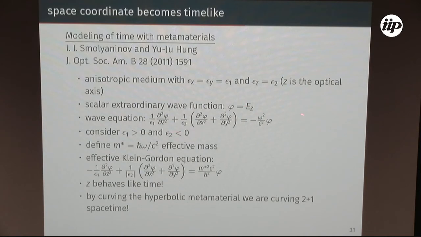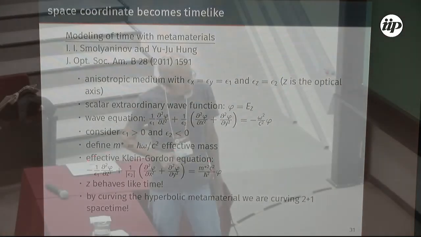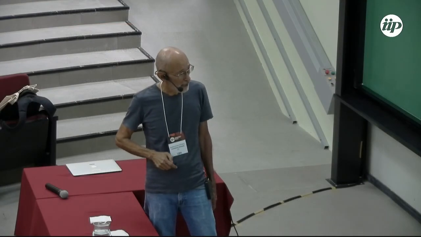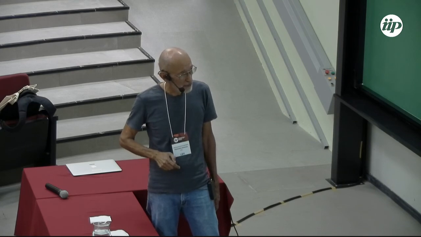So the wave equation in an isotropic material, if say x and y directions have the same permittivity, E2, and in the z direction is 1. And so the wave equation is like this, but we consider E2 negative. And we multiply this by h bar and call this an effective mass. What we get is the Klein-Gordon equation for a particle of mass h omega over c squared. And z behaves like time. So light propagating in a hyperbolic metamaterial like this will describe Klein-Gordon particles propagating in two-dimensional space plus time.